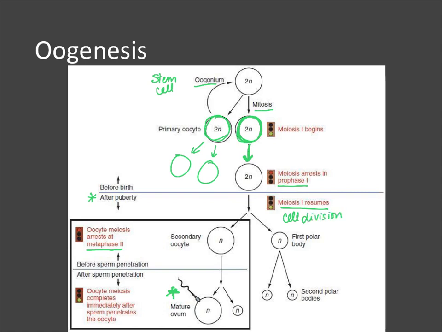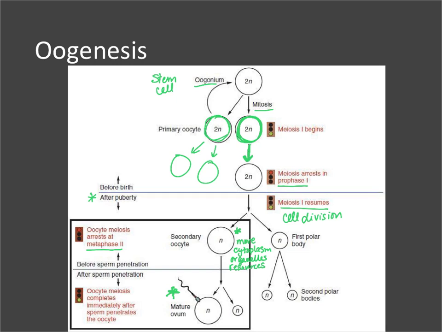You'll see that one of the cells is bigger and one is smaller. And that's because the chromosomes still separate into these two daughter cells. But this cell on the left here gets more of the cytoplasm and organelles and just resources in general.